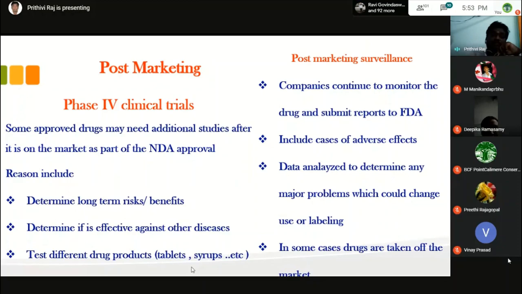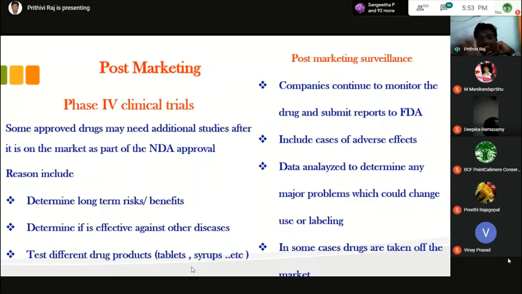Following phase 1, phase 2, phase 3, it will come for the NDA approval. Then after that, it will come for the post-marketing. In post-marketing, the companies will go over all the clinical research you have done in phase 1, phase 2, phase 3. They will again repeat it in the pharma company and give a report to the FDA. So only in this case does the drug come to the market.